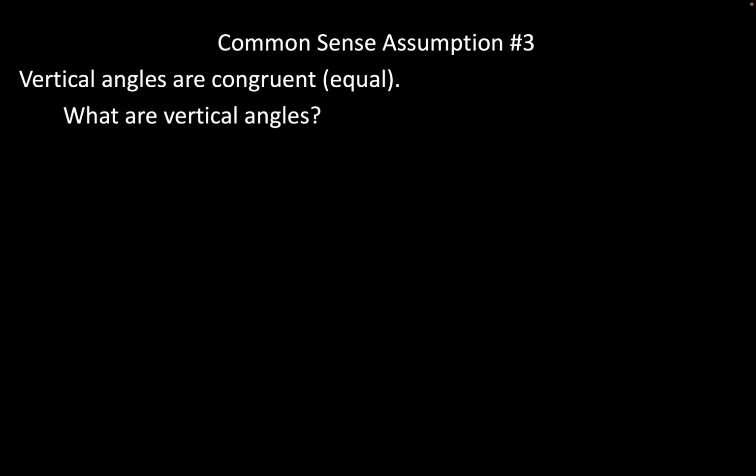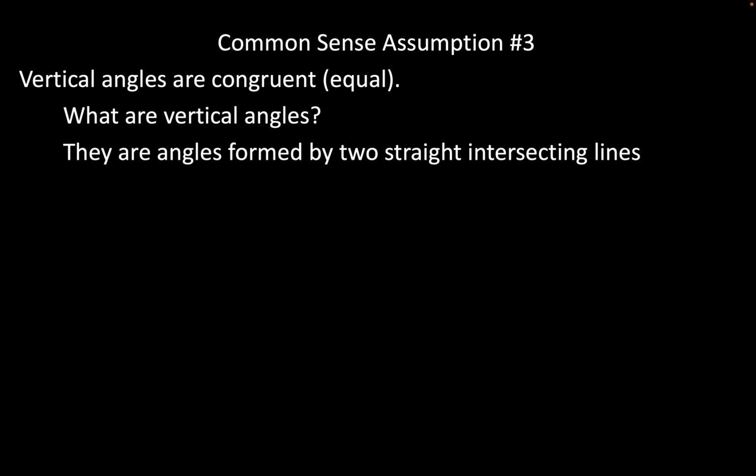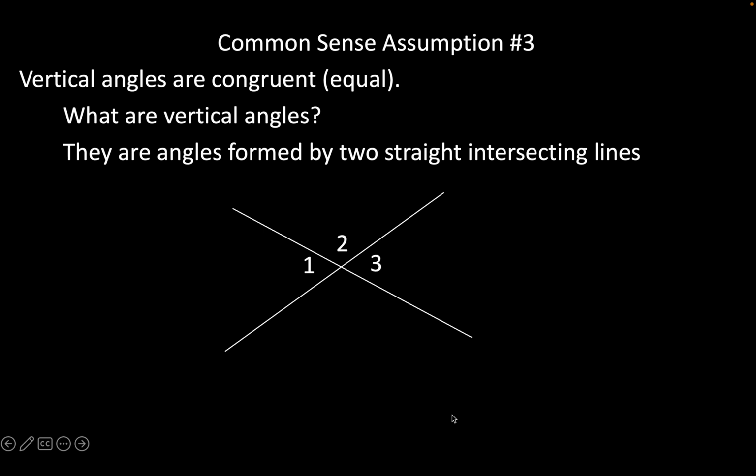So what are vertical angles? Well, they're angles that are formed by two straight intersecting lines. So if you had two straight lines like this, what you have here are four angles: angle 1, angle 2, angle 3, angle 4. You could label them however you want. But the key thing about this is, if you look at the angles, the ones that are facing opposite directions, like angle 1 and angle 3, are actually the same size. Just like the ones pointing up, which would be 2 and 4, are also the same size.